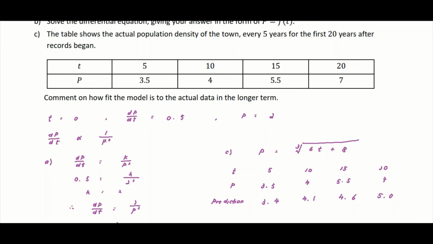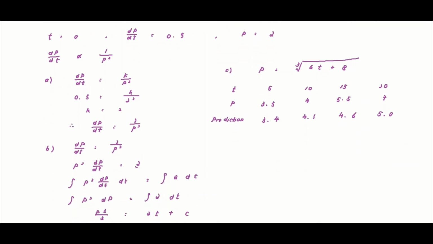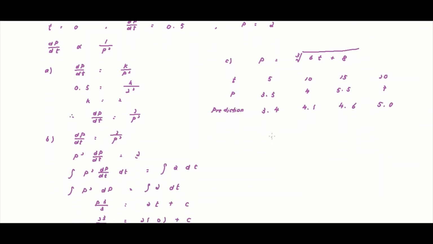Now the question wants us to comment on how well the model fits the actual data in the longer term. You can realize that when you first started, the model predicted quite well. 3.4 and it becomes 3.5, that's fine, it's only 0.1. Same thing here, the difference is just 0.1. But when time passes by, you can see the actual 5.5, the predicted one is actually 4.6 only. For 7, it's 5.0 only. So every prediction that you are doing is lower than what actually happened.